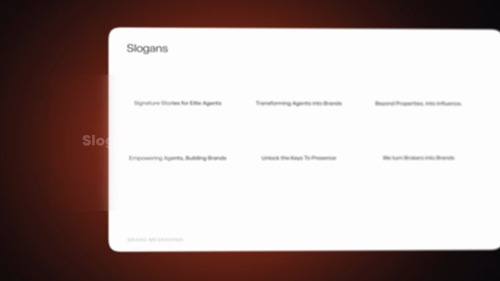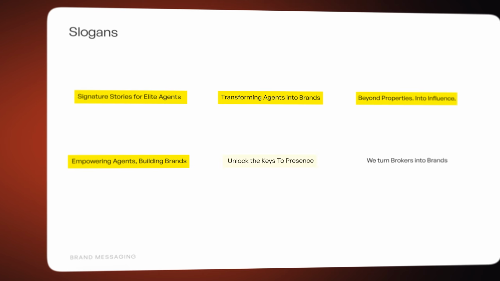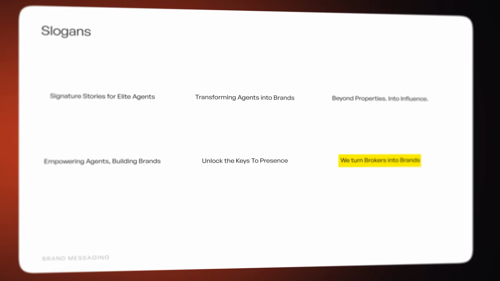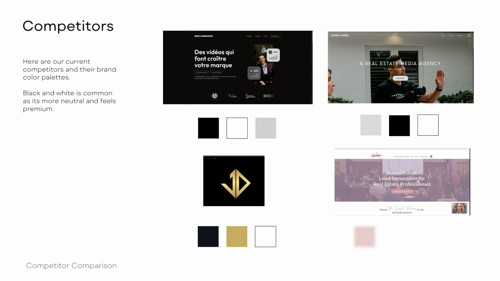And then we've got some slogans here. Transforming agents into brands, powering agents, building brands, signature stories for elite agents. We turn brokers into brands. And that was the final one we picked, which was pretty cool. We looked at some competitors as well. You can see some agencies, extracting the colors, looking at the website, what fonts they use. And we wanted to avoid this and go not too similar, but a bit more distinct.